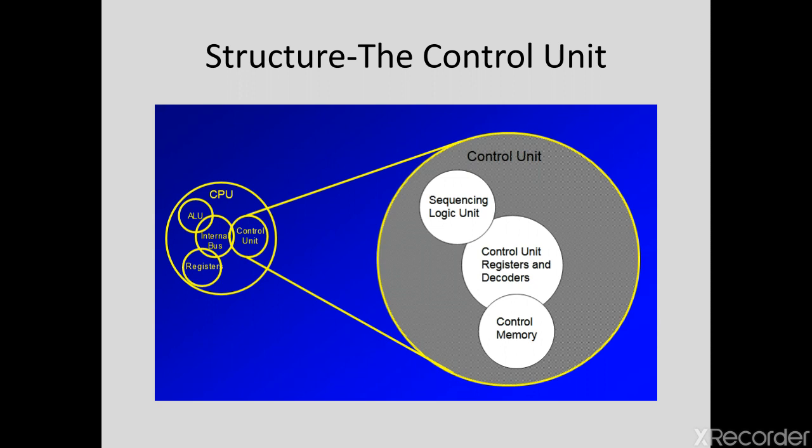The sequencing logic unit operates the particular microinstruction in a sequence, and the control unit register stores which instruction has to be executed next, and decoders are used to fetch the micro opcode of the microinstruction. So the control unit is also a very important part of this computer system architecture.